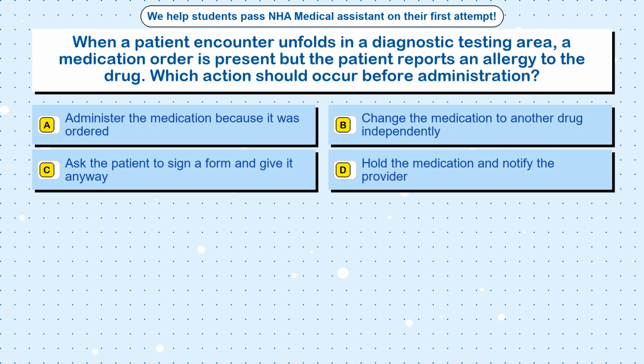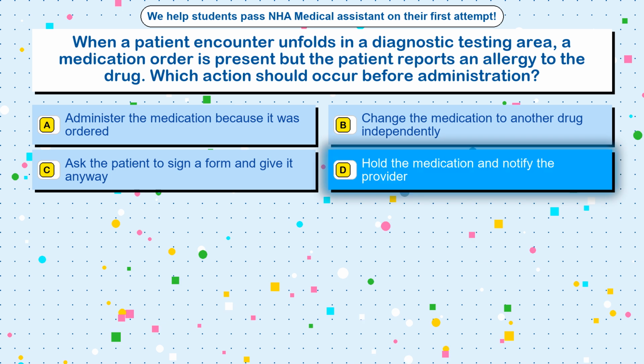Question 72. When a patient encounter unfolds in a diagnostic testing area, a medication order is present but the patient reports an allergy to the drug. Which action should occur before administration? Option A, administer the medication because it was ordered. Option B, change the medication to another drug independently. Option C, ask the patient to sign a form and give it anyway. Option D, hold the medication and notify the provider.